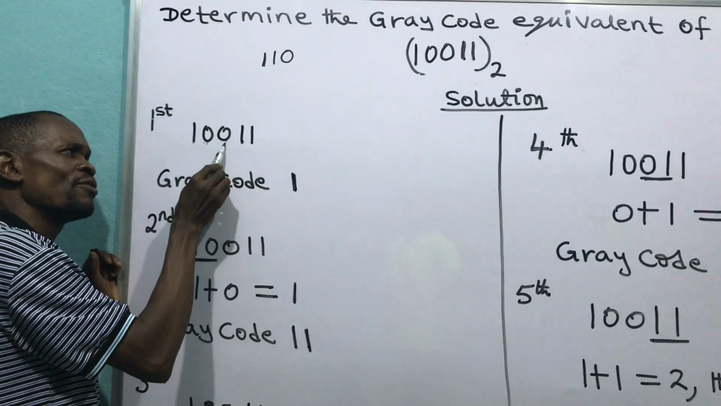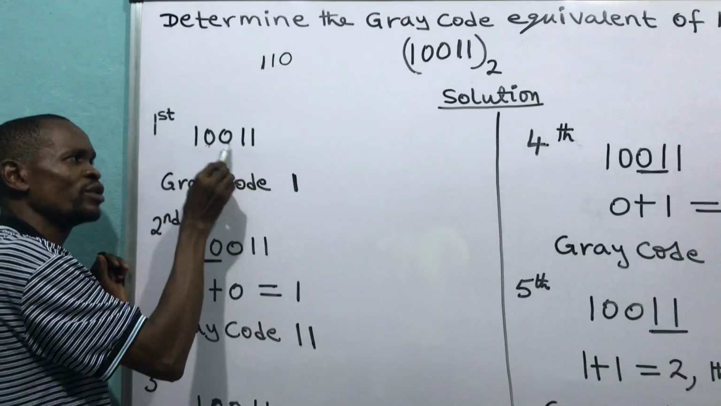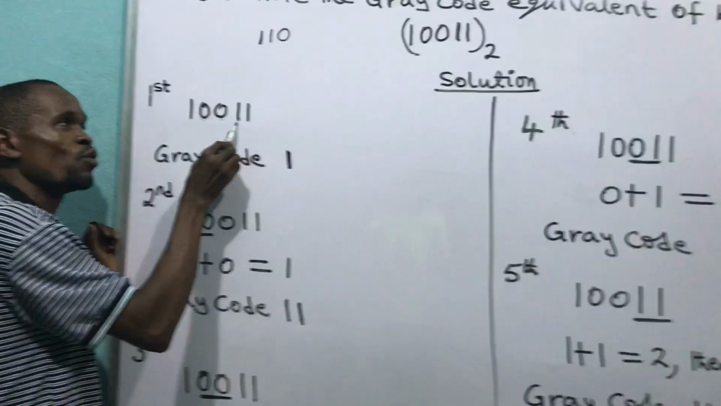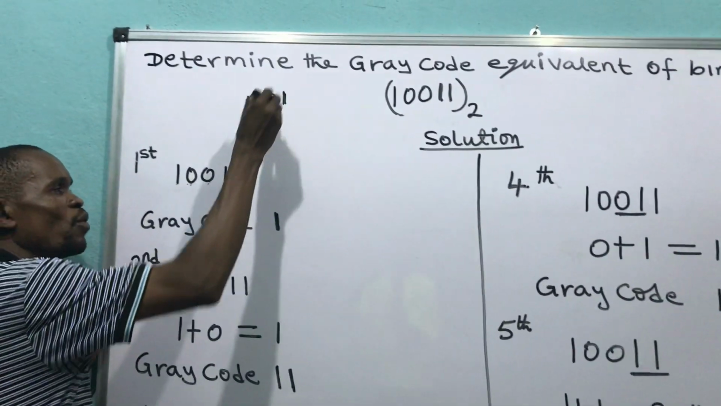Then what's next? I'll take this 0 as well and add it to this 1. 0 plus 1 will give me 1. That means my next gray code is 1.